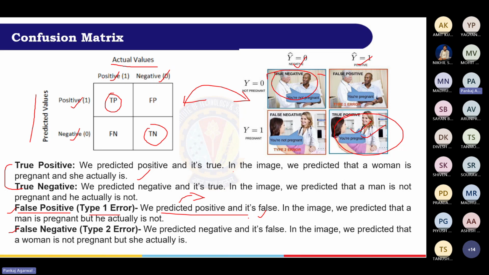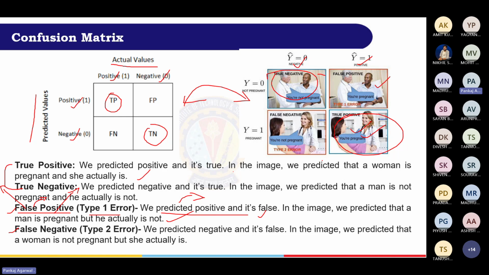So false positive. When you learn this term, at some point of time it would be a little confusing. So when you say false positive, think in terms of prediction. The prediction was positive, but actually it was false, right? So this part is for prediction and this part is for the actual. This is how you can remember it sometimes. In this particular image, you can see false positive, this particular part. We predicted that a man is pregnant, but actually he is not, right?